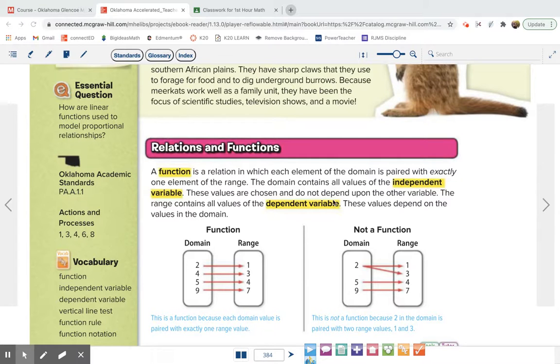So x is the independent variable. Y is the dependent variable. That means y depends on what x is. Okay, just like legally you depend on someone that you live with, your guardian. So y depends on what x is.